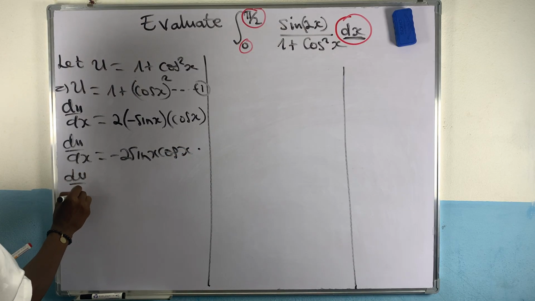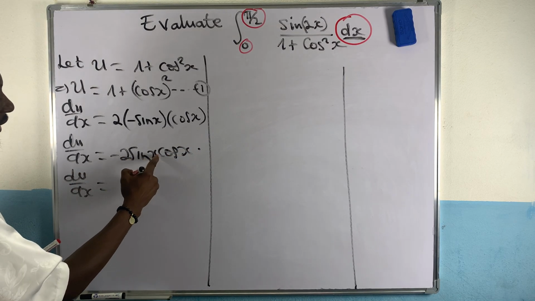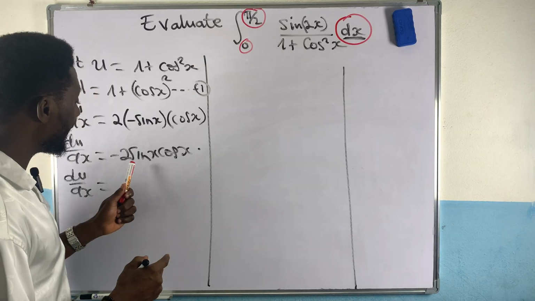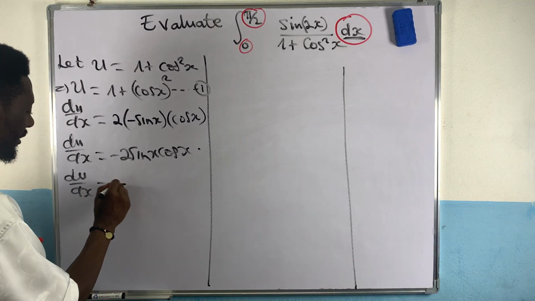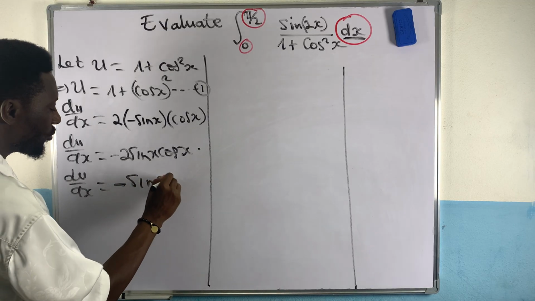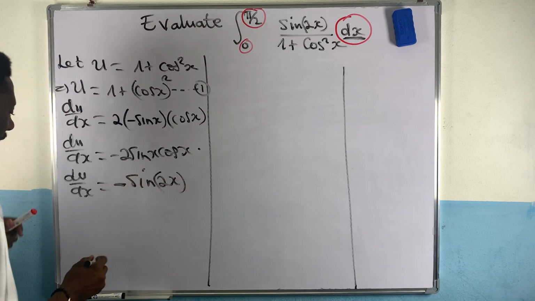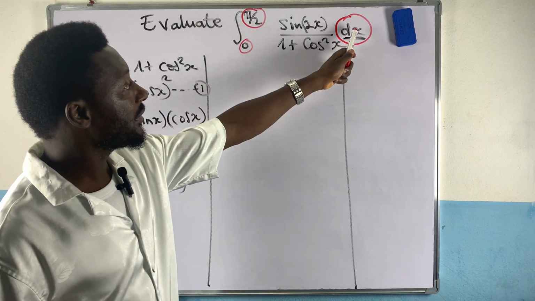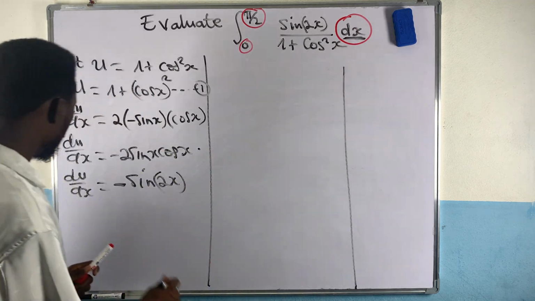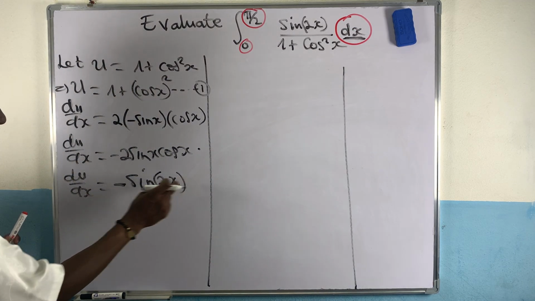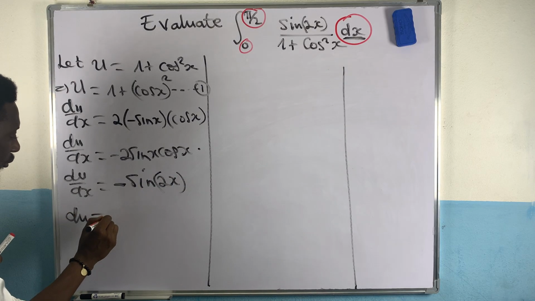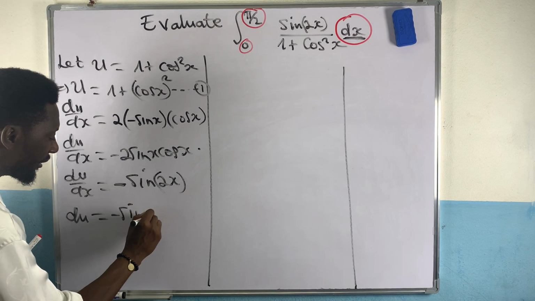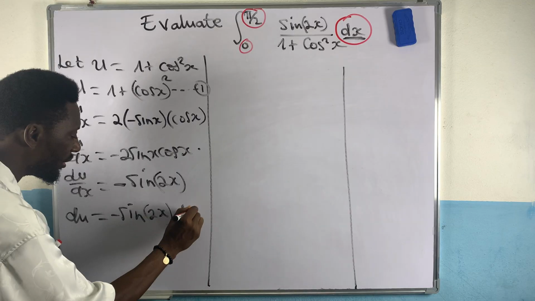du/dx is equal to 2 sin x cos x. Recall from trigonometry, 2 sin x cos x is the identity for sin 2x. So this is negative sin 2x. Recall I said we have to replace the x here. So for us to do that, we must make dx the subject of the formula here. So du will be equal to negative sin 2x dx.